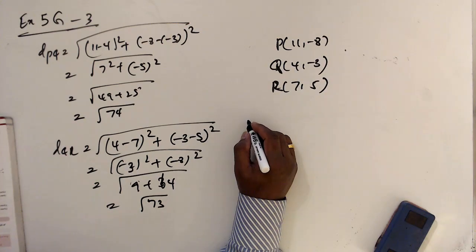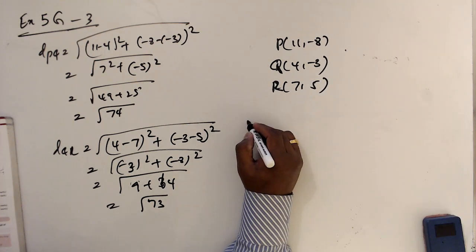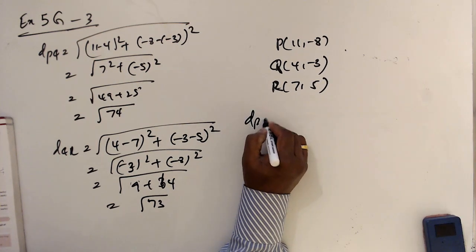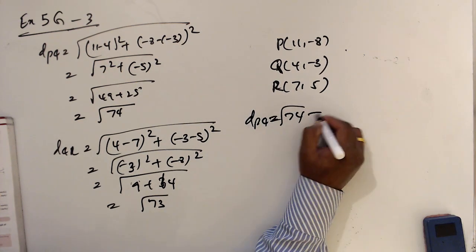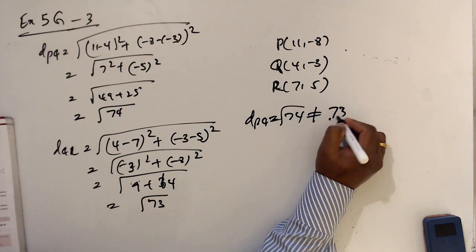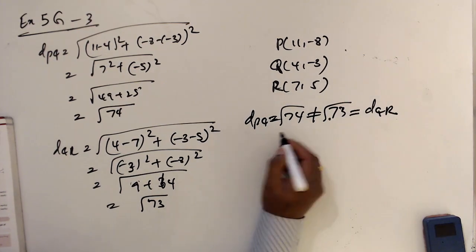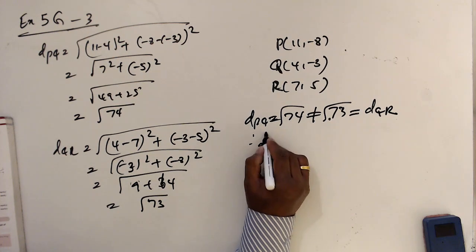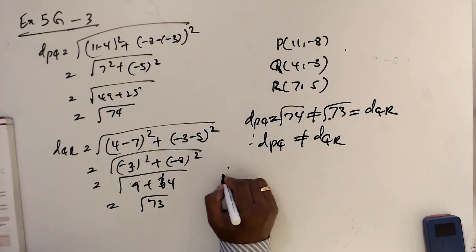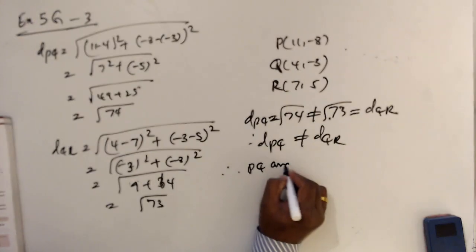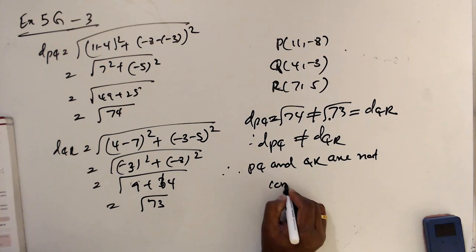Now we have to answer. dPQ equals square root 74, not equal to square root 77, which is dQR. Hence dPQ is not equal to dQR. Hence PQ and QR are not congruent.